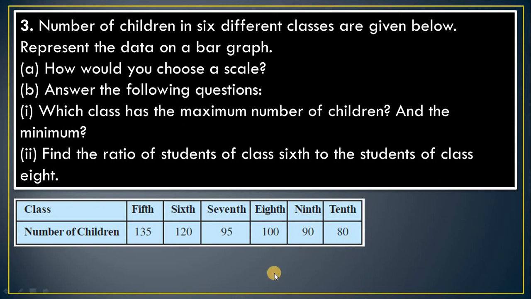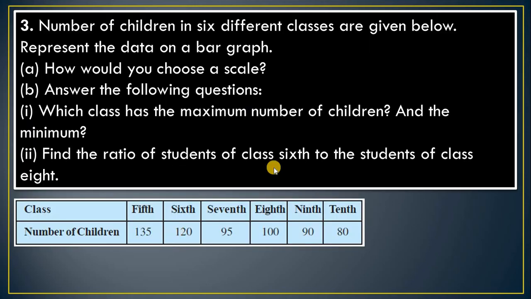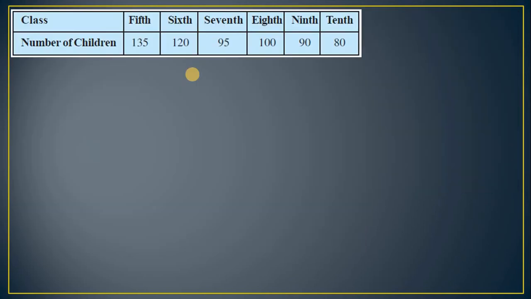So here the information is given, the classes have been given, the number of children are given. So how would you choose the scale? Here in this question, you carefully observe, you have to represent the data in a bar graph. It is not given, you have to draw. So that question is quite important. The information is given and how would you choose a scale.